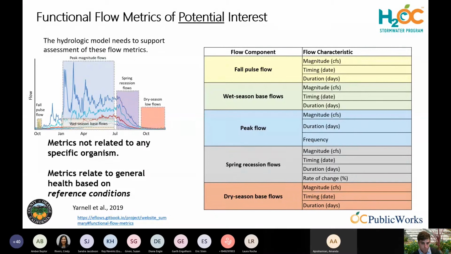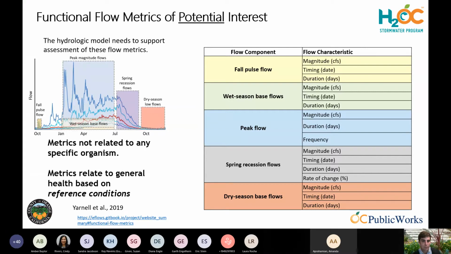with biological conditions in these waters. And so these metrics span the whole hydrograph, the whole annual hydrograph, from the summer base flow to the winter peak flows to everything in between.